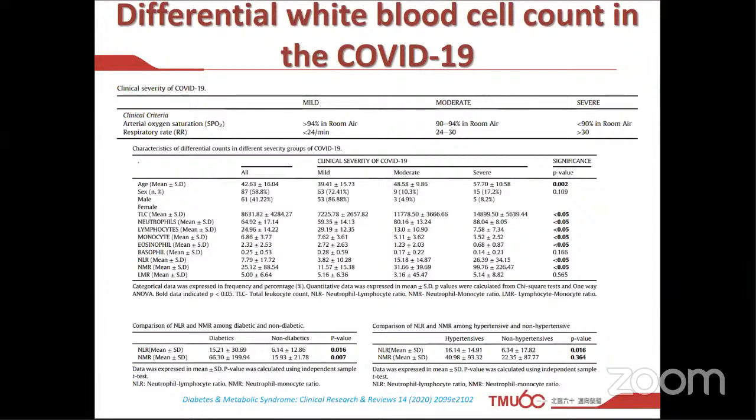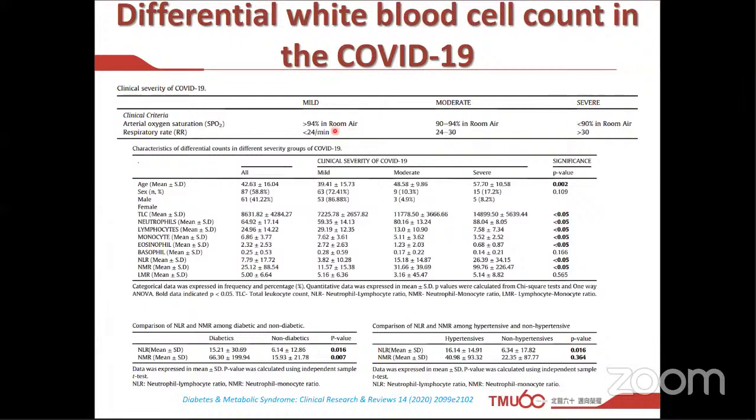Okay, and this next data I like very much. It tells a very important story. This data was derived from 148 patients, 87 male and 61 female. Depending on their medical data, they were classified into three categories, depending on their oxygen saturation and respiratory rate: mild, moderate, and severe.